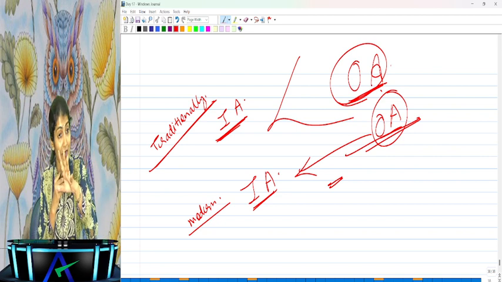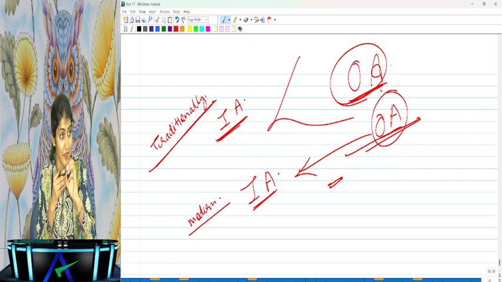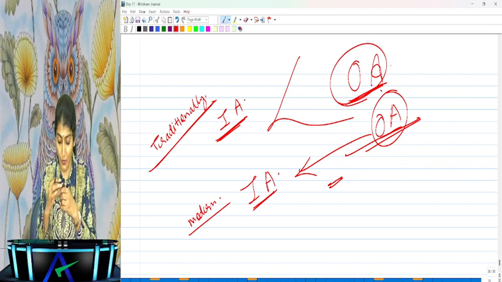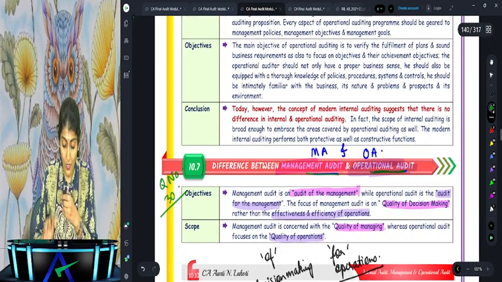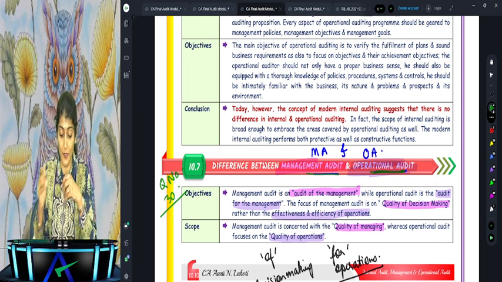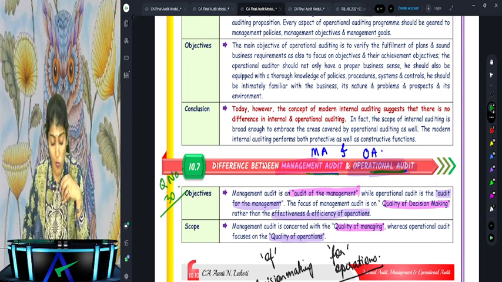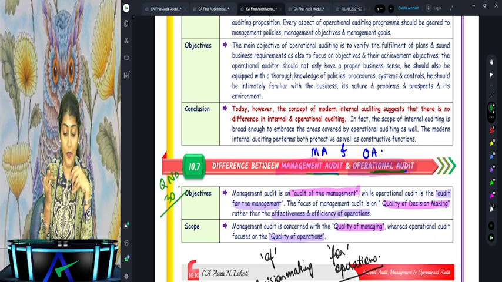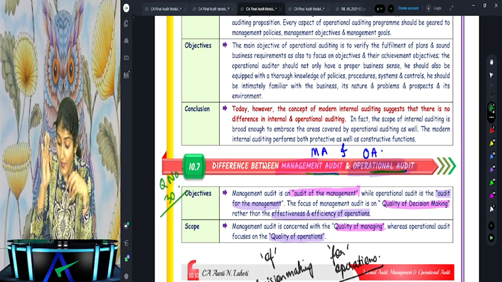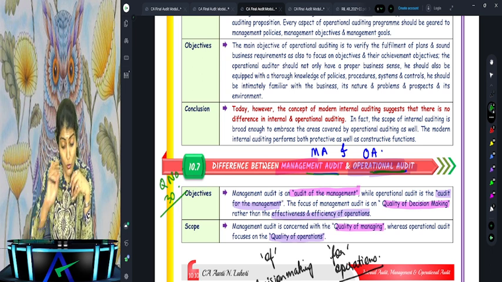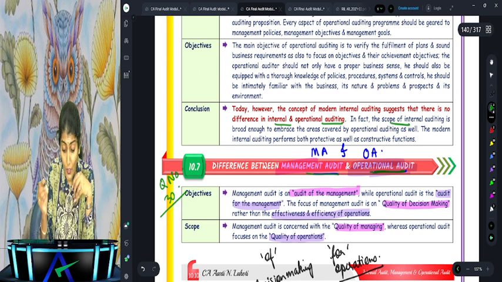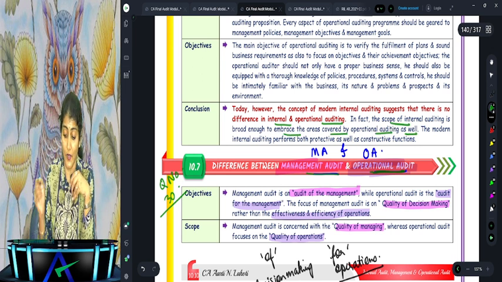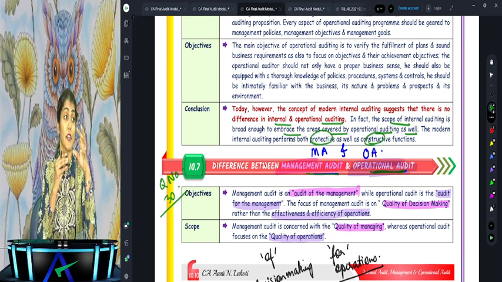At that time what was wider in scope was the operational audit. But what does it say? Modern internal audit and operational audit, there is no difference between the two. Reading the conclusion part over there: today, however, the concept of modern internal audit suggests that there is no difference between internal and operational audit. In fact, the scope of internal audit is broad enough to embrace the areas covered by operational audit as well. The modern internal audit not only performs the protective but also the constructive functions.